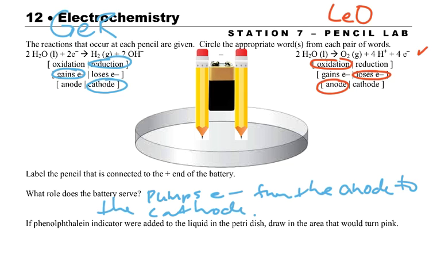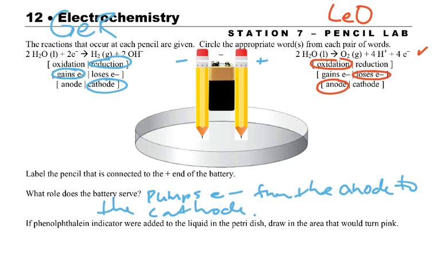So electrons are always traveling from the anode to the cathode. Okay, so label the pencil that is connected to the positive end. Well, oxidation is losing electrons, so the electrons are leaving. Let me think. Oxidation: the chemicals are losing electrons, so the chemicals are going into the pencil because it must be positively charged. So this side must be the positive charge, and this side must be the negative charge.